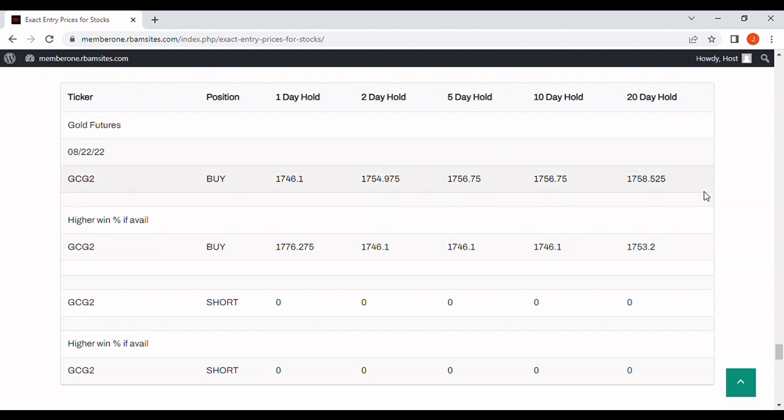Keep in mind, all for entertainment purposes only, and you trade at your own risk. You've got to use your own analysis. These are just for entertainment purposes. Some days we'll get shorts. Tomorrow we have some long positions here for your review.